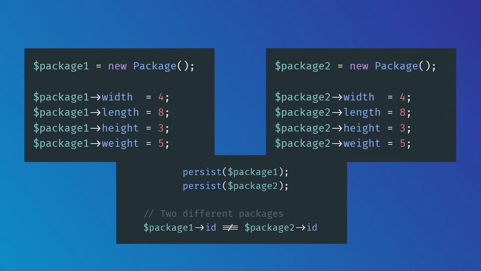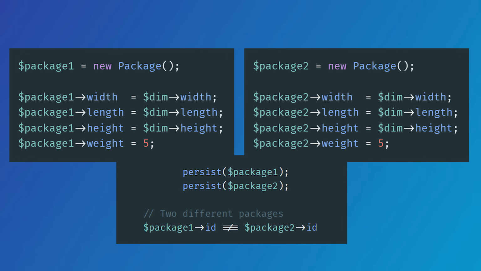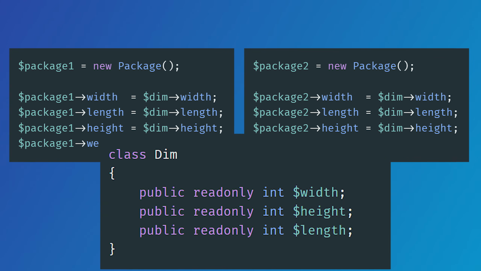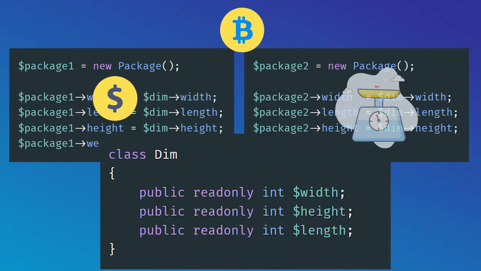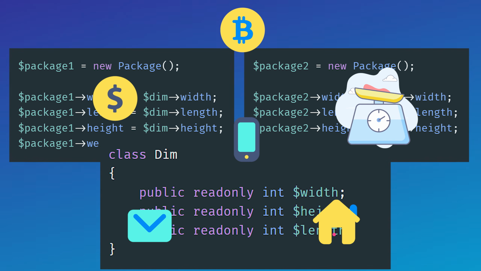But if two dimensions have the same width, height, and length, they are still the same dimension objects regardless of which packages they are used for. This type of object, where the equality is based on its property values, is called a value object. Value objects usually represent something quantifiable, measurable, or they describe something. For example, amount, weight, address, email, phone number, dimensions, or even age could be modeled as value objects.